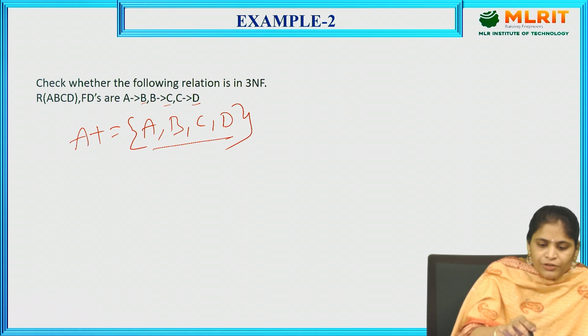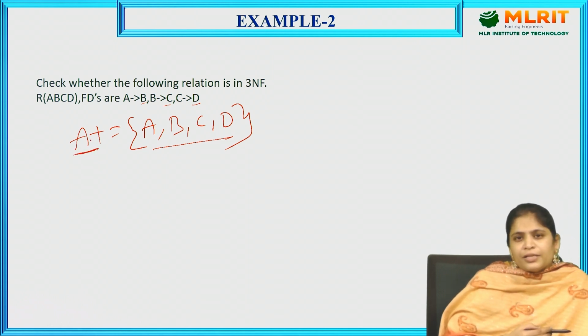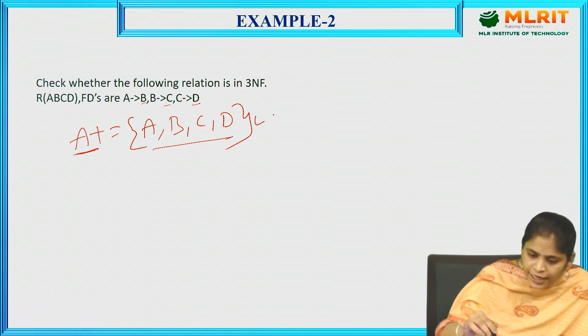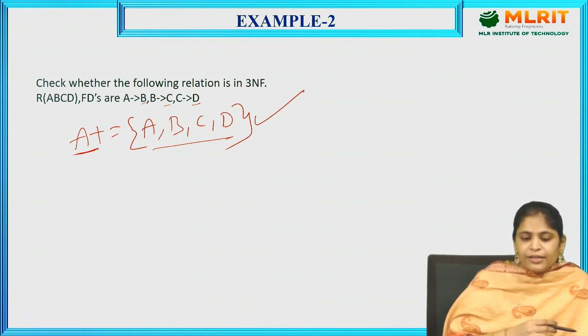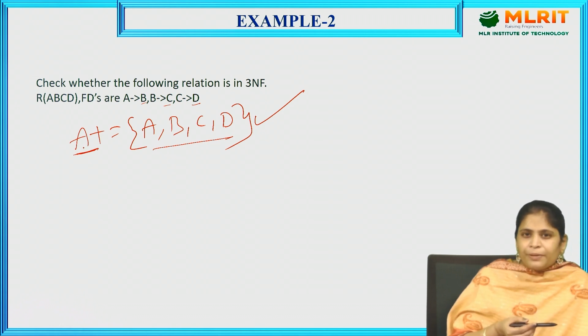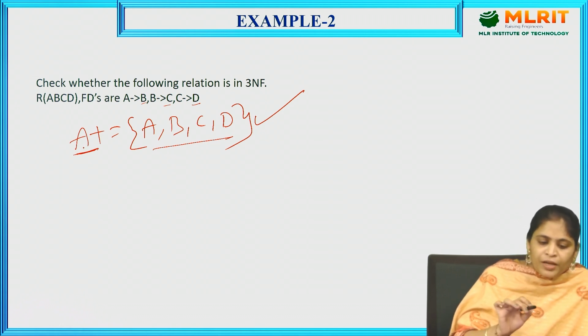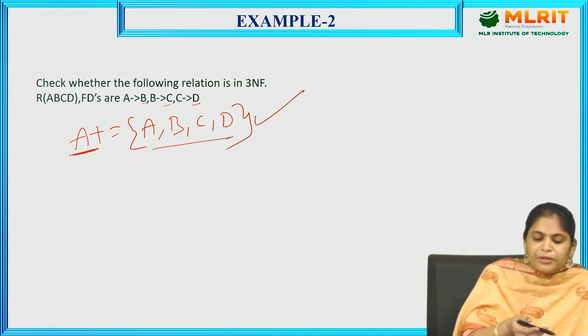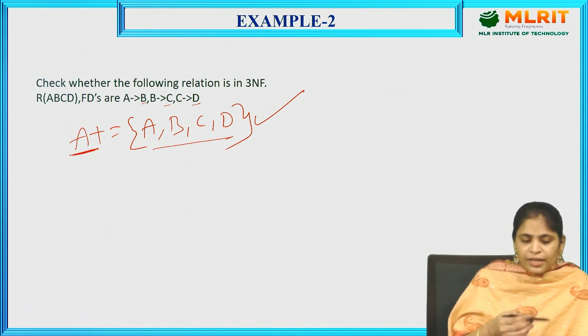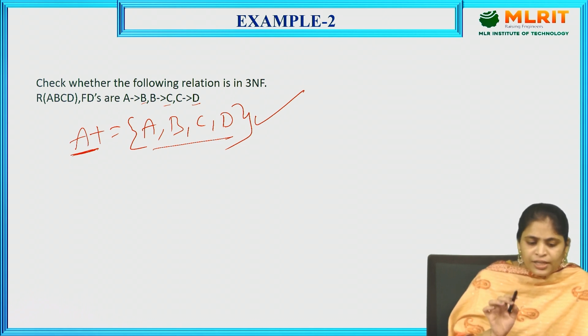If at all, we consider how to find the proper subsets of this one, only a single element is there. So it can be considered a candidate key. Why? Because the proper subset of A plus, we can't refine again. It is nothing but a minimal super key, so we can't refine that one again.